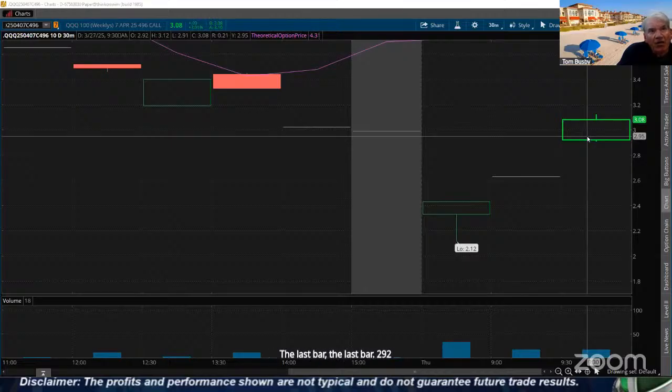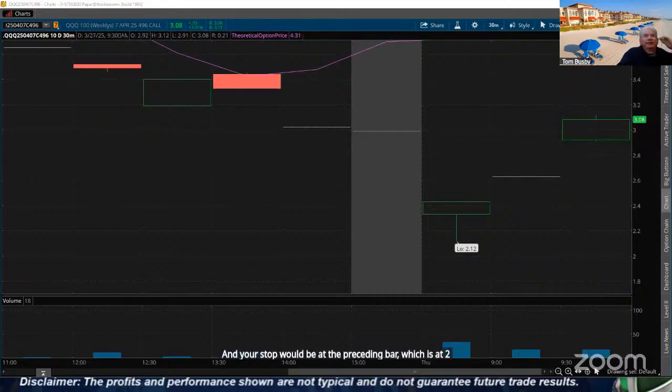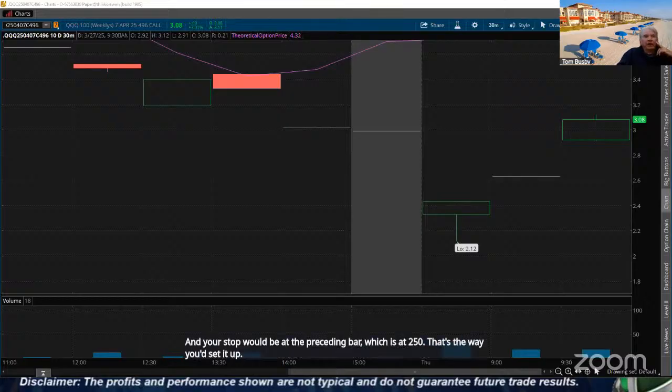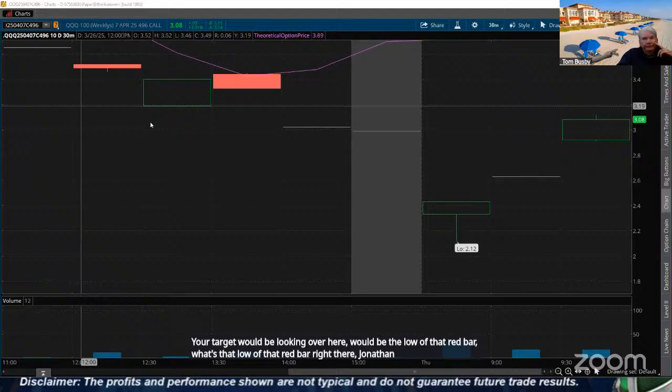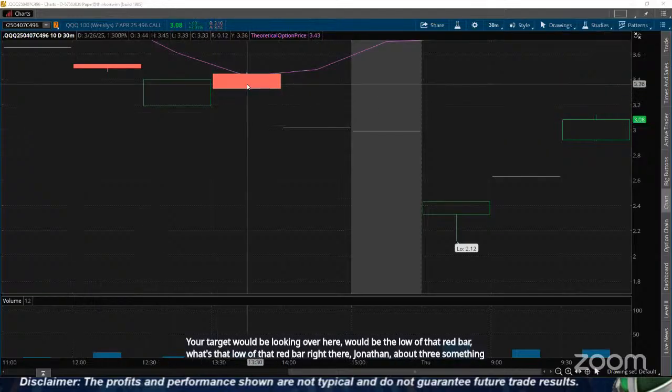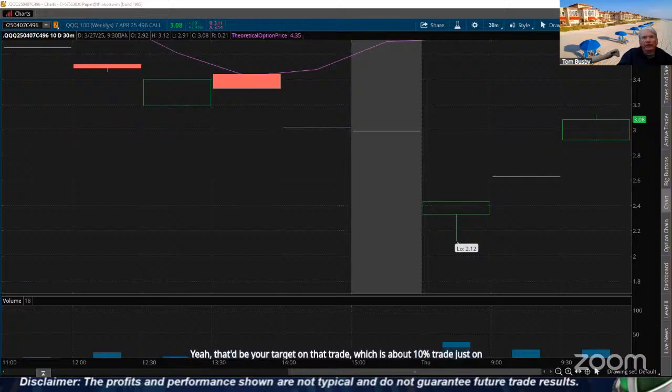So you got long, okay? And your stop would be at the preceding bar, which is at 250. That's the way you'd set it up. Your target would be the low of that red bar. What's that low of that red bar right there, Jonathan? The low of this red bar is 333. Yeah, that'd be your target on that trade, which is about a 10% trade just on this example we used, okay?